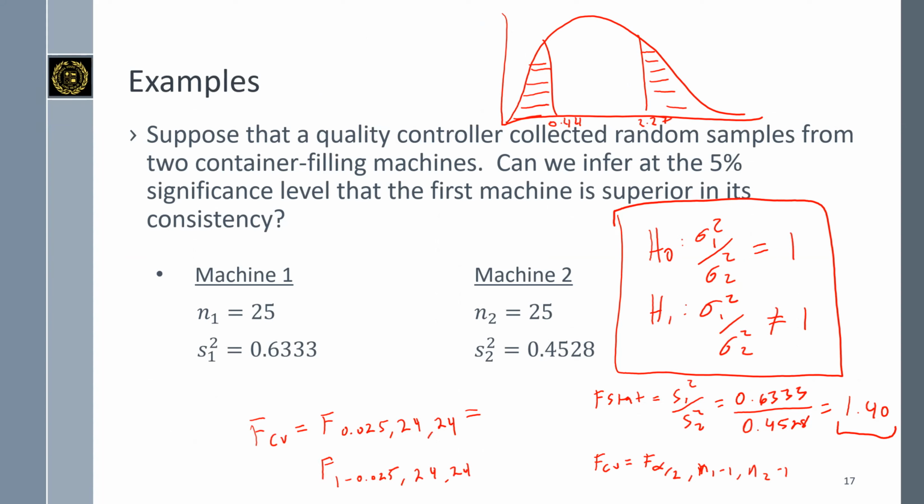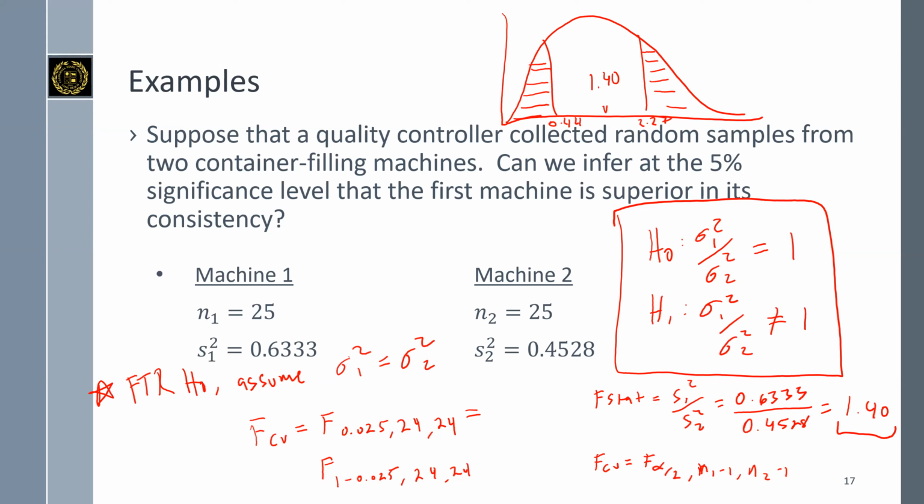Our F-stat is 1.40, which lies right here. So 1.40. Again, if you understand testing and what we've done so far throughout the semester, you would say that you would fail to reject the null. So in this case, we failed to reject the null, and we would assume equal variance. If we fail to reject the null, we assume equal variance. If we reject the null, we assume unequal variance. That's how you run your F-test.